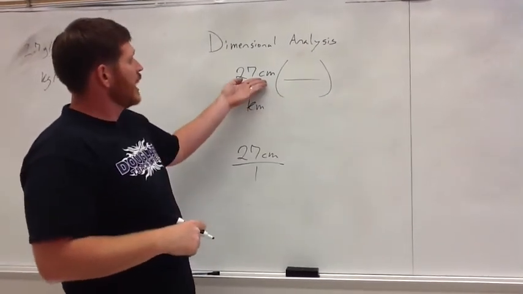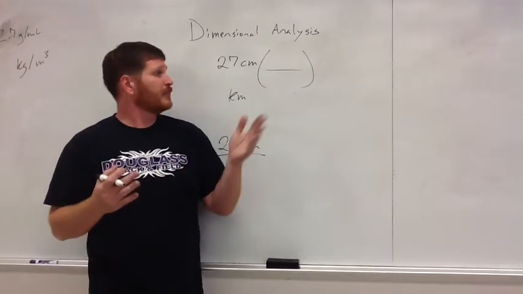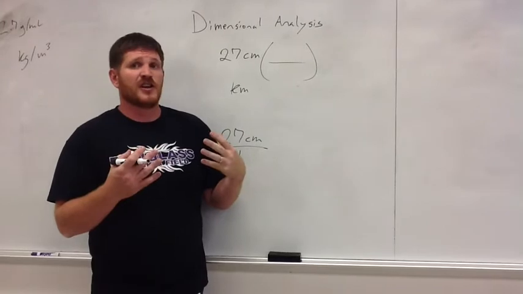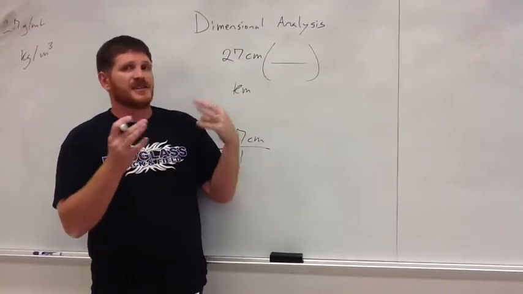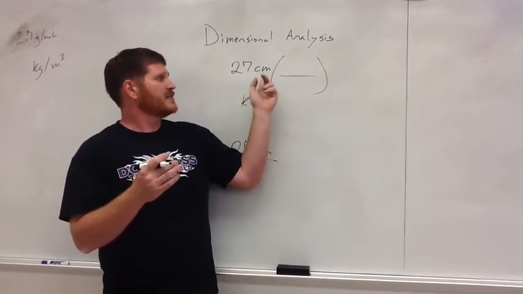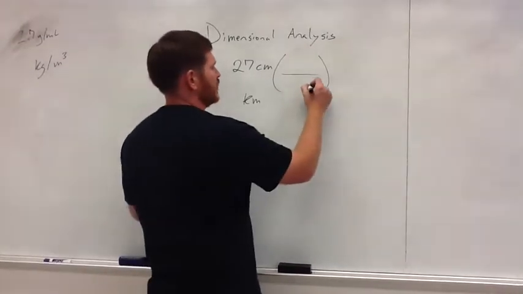Now, in order to get rid of a piece that you're looking for as part of your problem, the thing that you're converting, I need to do the opposite function. So if this is on top, I'm basically multiplying there. I need to divide by that. So if I have centimeter on top, if I want to get rid of it, I would just put it on the bottom.